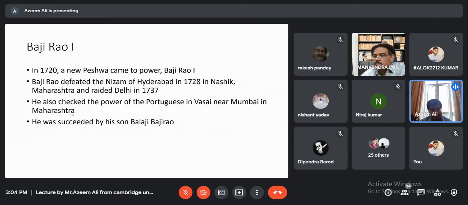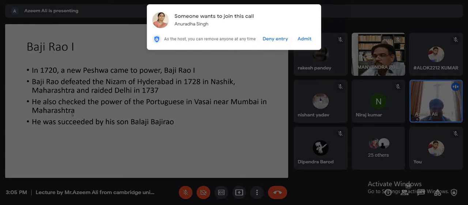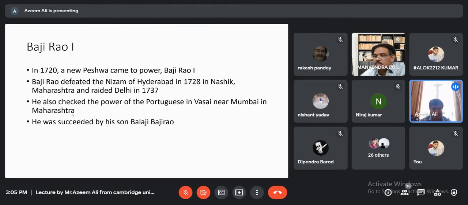In 1720, a new Peshwa came to power, Baji Rao I. He famously defeated the Nizam of Hyderabad in 1728 in Nashik, Maharashtra, and raided Delhi in 1737. He also checked the power of the Portuguese in Vasai, near Mumbai in Maharashtra, and he was succeeded by his son, Balaji Bajirao.